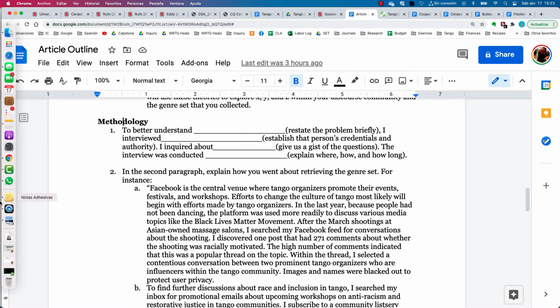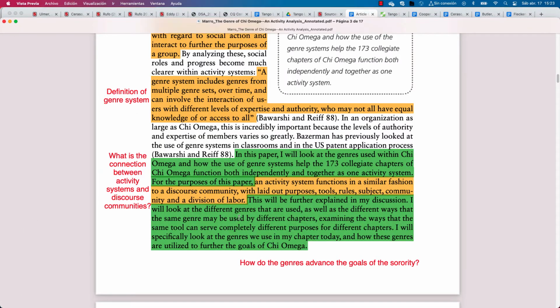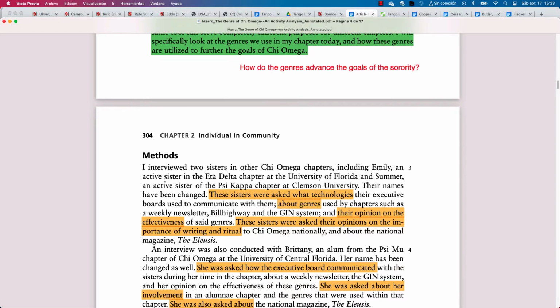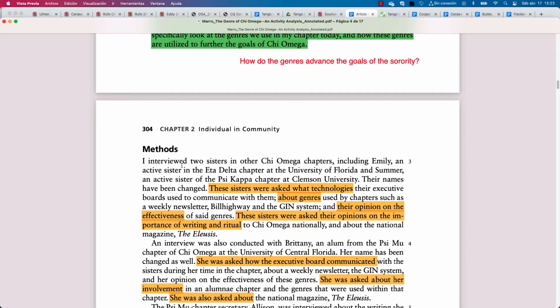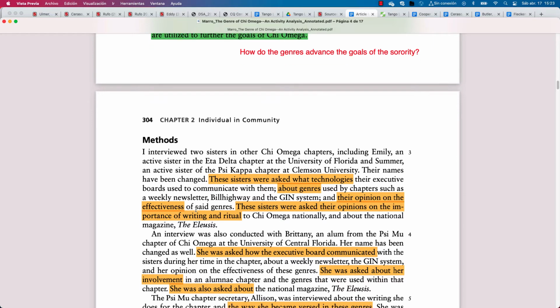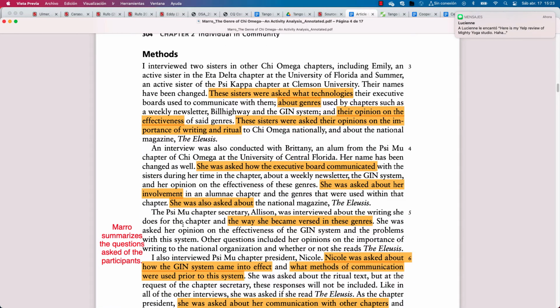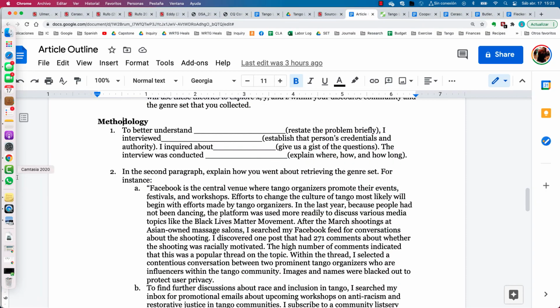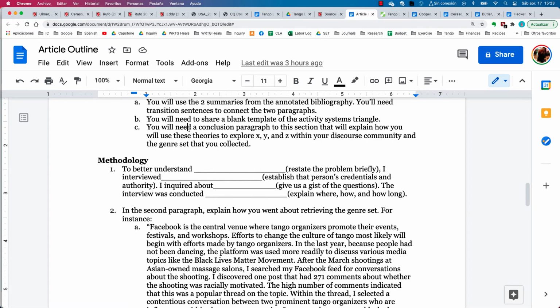And so again, I'm going to her article to use as a model. And I come here, and she starts with, I interviewed two sisters, including such and such. They were asked about certain technologies, about the genres within the sorority. And she talked about all the different interviews that she did. I'm coming back to my template. And one way to start it is to better understand, because I'm restating the problem here. So to better understand this problem, so briefly restating it, I interviewed, and then now you introduce your interviewee, and you establish that person's credentials.